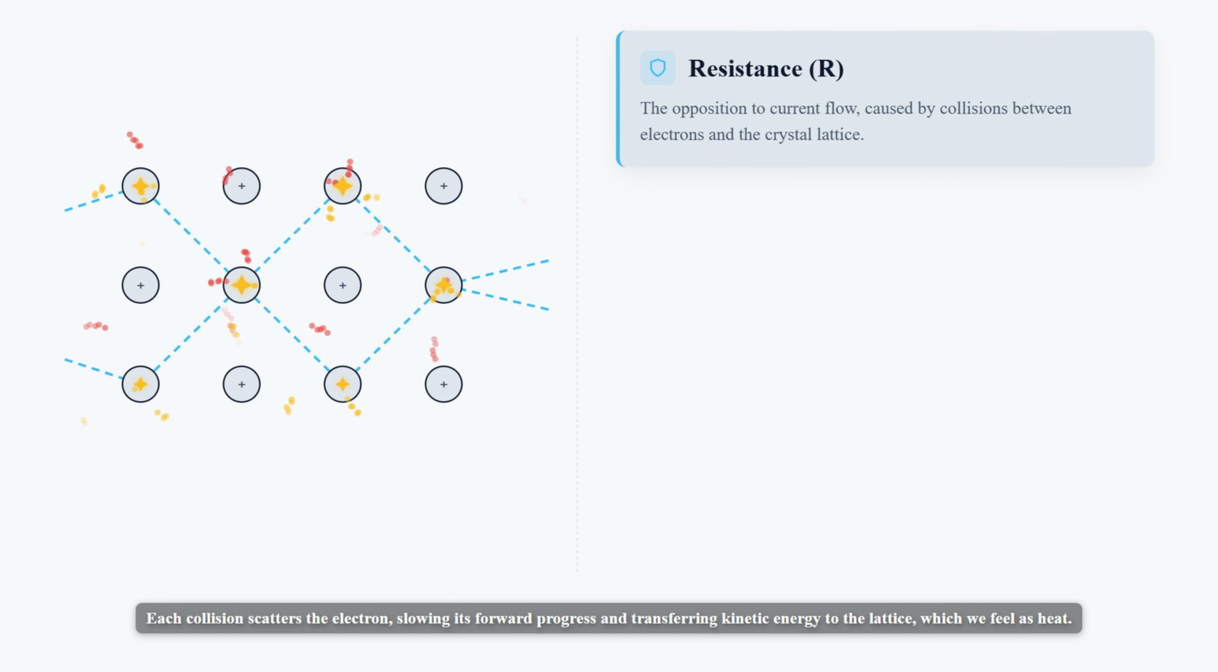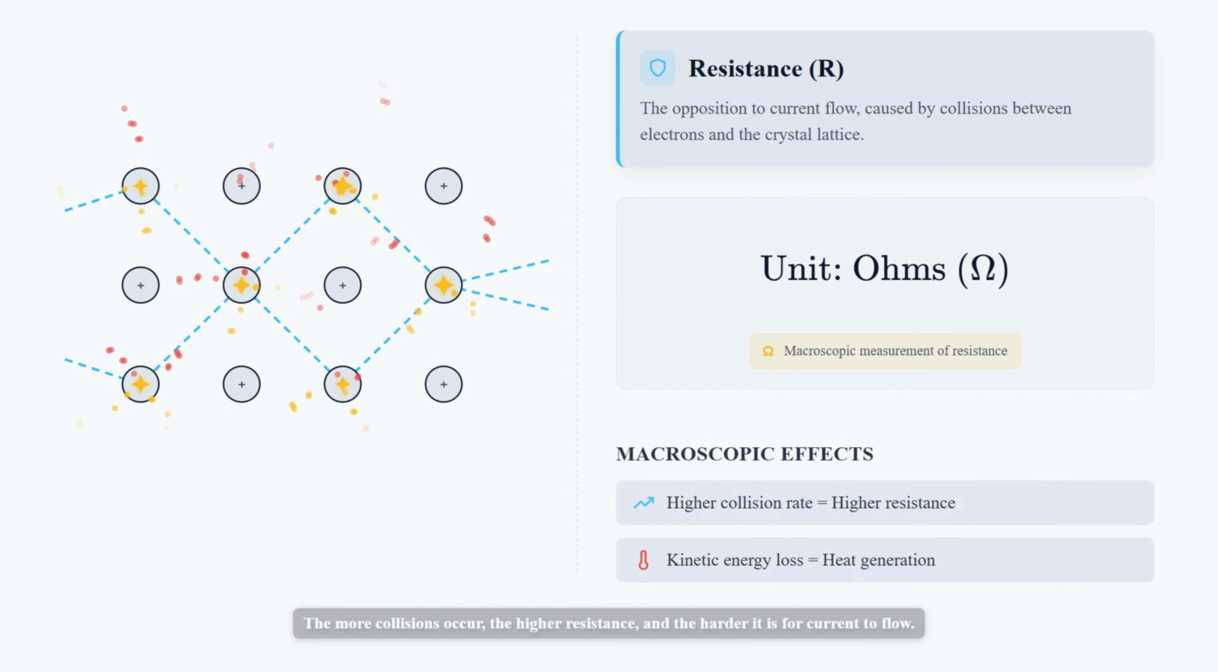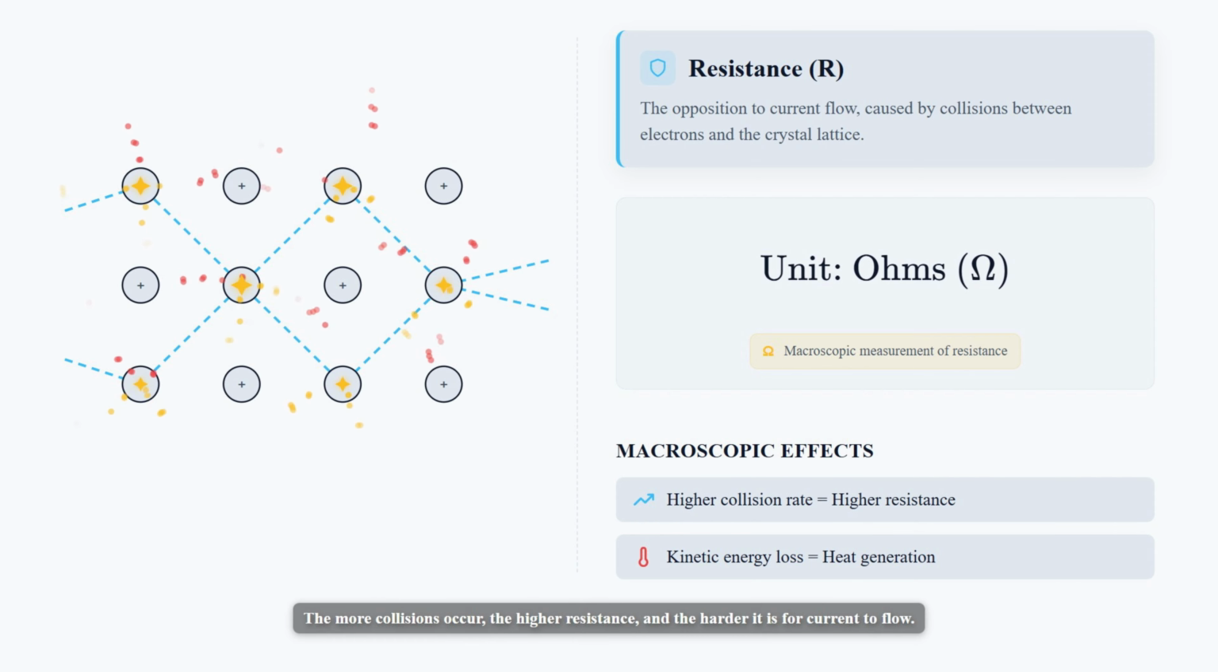Each collision scatters the electron, slowing its forward progress and transferring kinetic energy to the lattice, which we feel as heat. This opposition to current flow is an intrinsic property of the material, measured macroscopically in ohms. The more collisions occur, the higher the resistance, and the harder it is for current to flow.